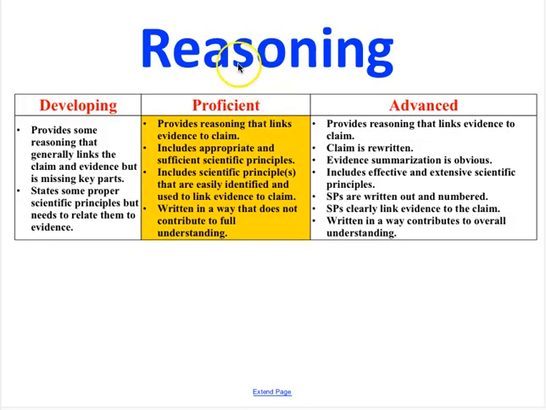Now, the reasoning rubric, here's a huge part of it. You have to include scientific principles when they are given to you. And a lot of you scored developing on this last test that we took for the CER because you made no mention of scientific principles, which is huge. It's a huge part of it. So let's get into it.